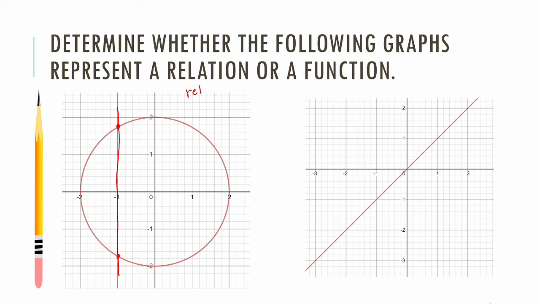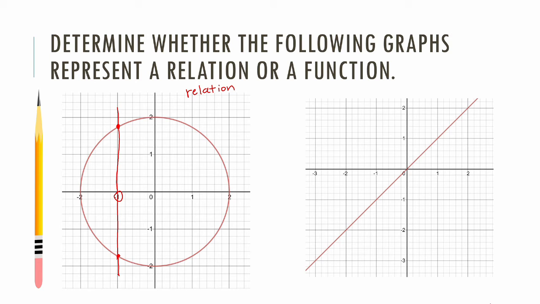So this is a relation. It is not a function because it fails the vertical line test. Negative 1 has 2 different outputs. So this is a relation, not a function.